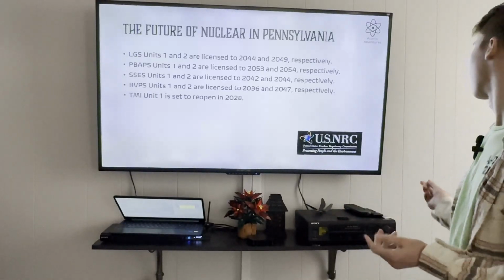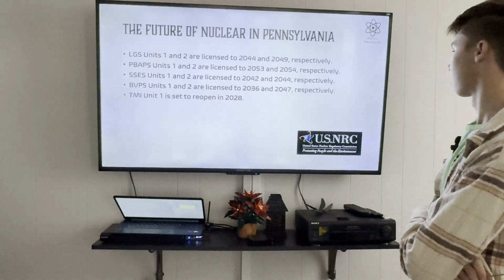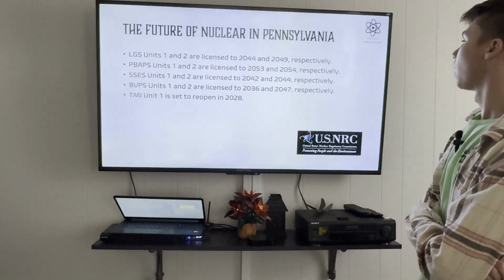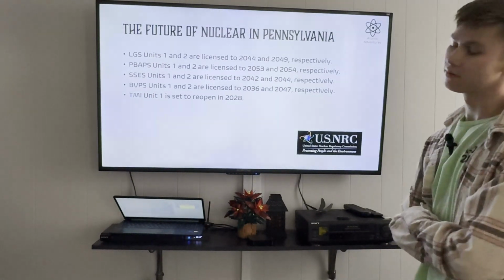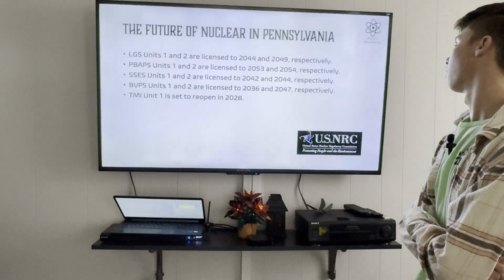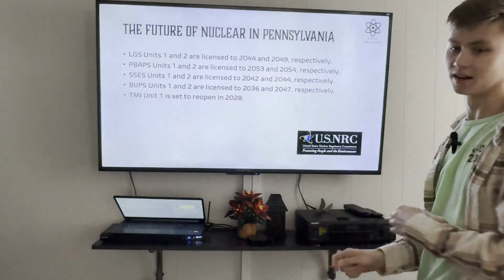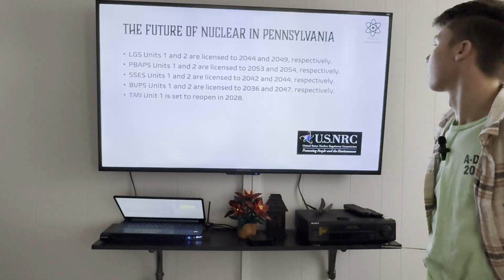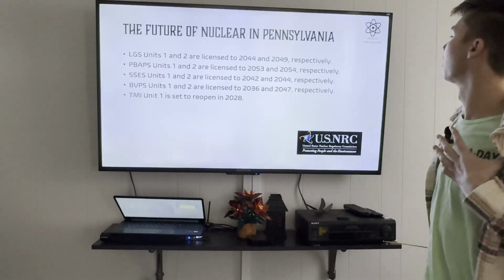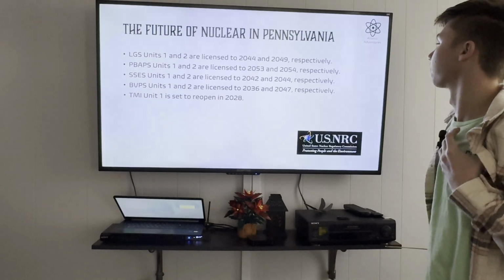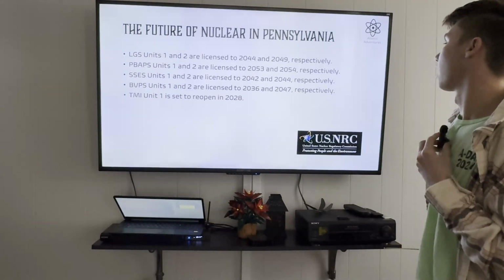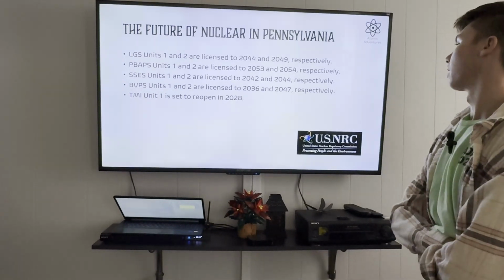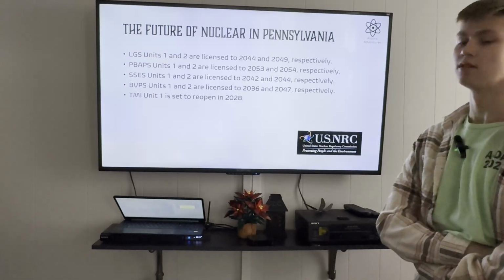In Pennsylvania, the future of nuclear looks really bright, as our Peach Bottom Unit 2 is licensed until 2054. So I believe that will be well covered into the future. You can see Limerick 1 and 2 are licensed to 2044 and 2049, and Susquehanna Steam Electric 2042 and 2044. So well into the future.